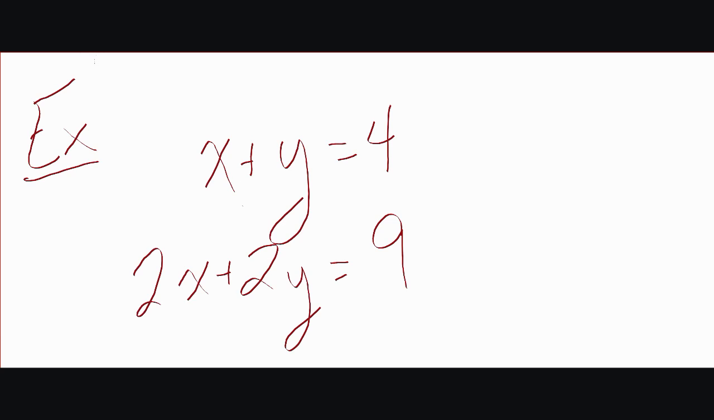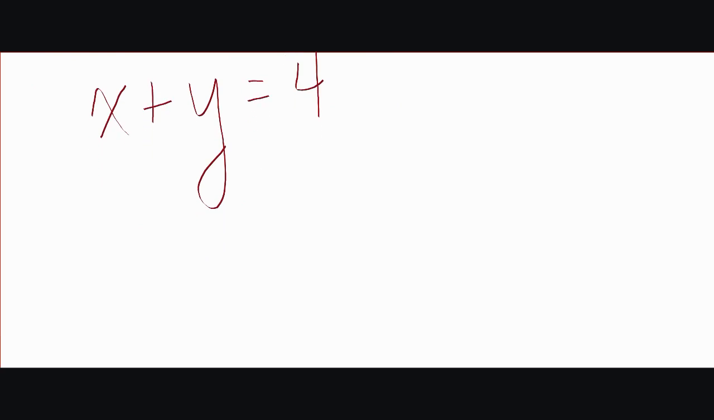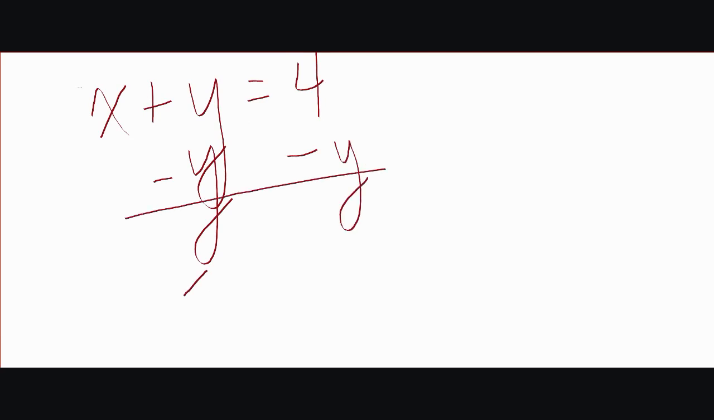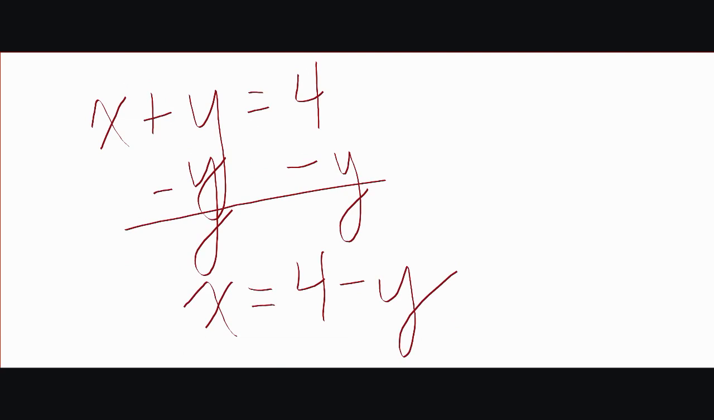Remember, with substitution we can pick either one of the equations to start, so pick whichever one is easier. I'm going to choose x plus y is equal to 4 because that's nice and simple. I'm going to solve this equation for whichever variable I want. Let's solve for x. So I'm going to subtract y from both sides, and I get that x is equal to 4 minus y. I'm going to use that information and plug it into the other equation.